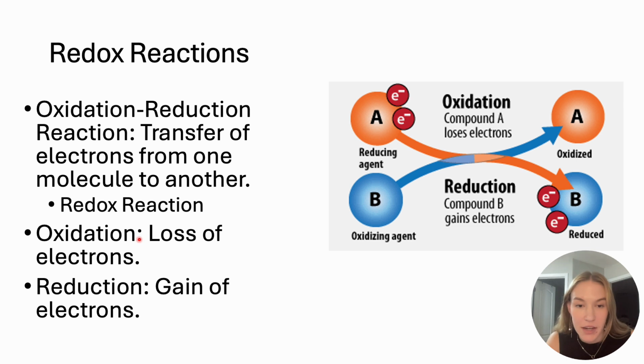And I know that seems sort of counterintuitive to what you think, right? If you were to reduce, why are we gaining? Well, it's because it's dealing with the charge. So remember that electrons are negatively charged, so if you gain electrons, you are reducing your overall charge.